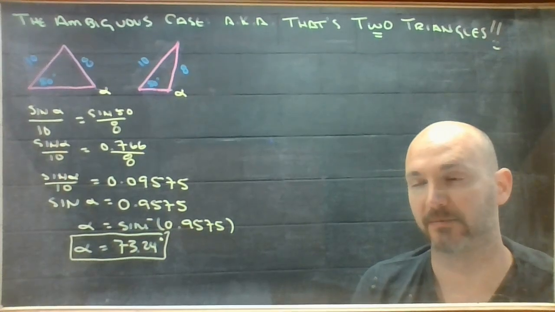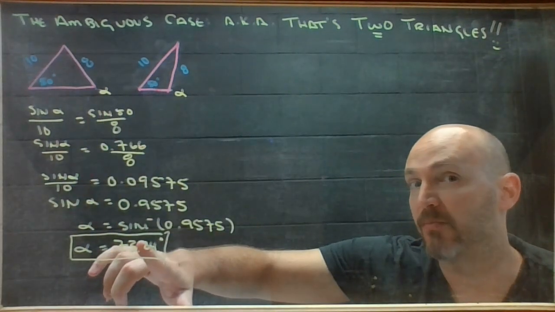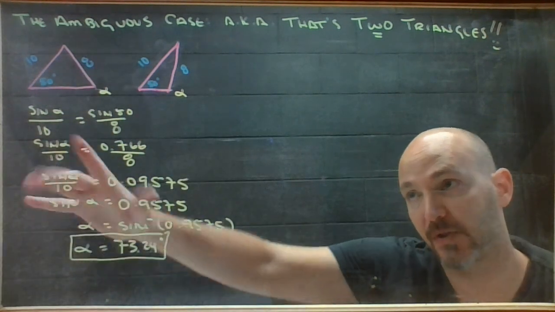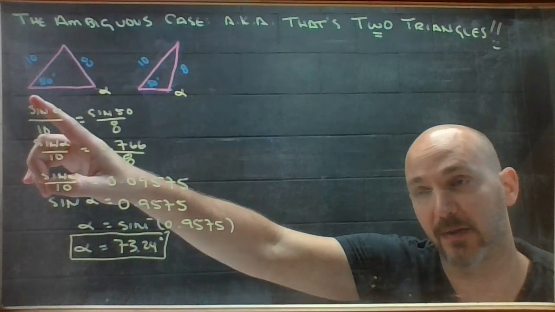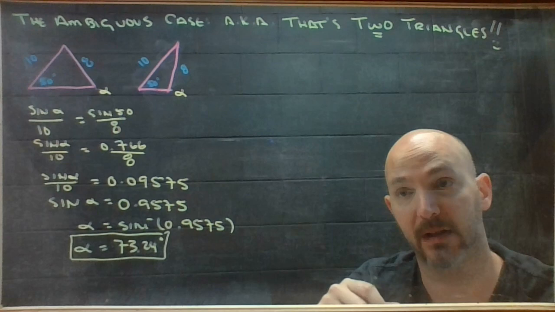Okay, start again. That angle there, 73.24 degrees. If I check to make sure everything's proportional, 73 is bigger than 50, so that side should be bigger than that side. And it worked out that way.